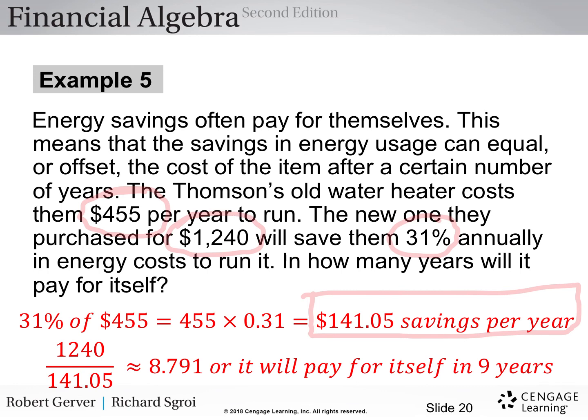So if I take the $1,240, divide it by the $141.05 savings per year, we come out with approximately 8.791, or it will pay for itself in about 9 years. So in 9 years, the savings per year will equal the cost of the water heater, and anything after that will be considered profit.